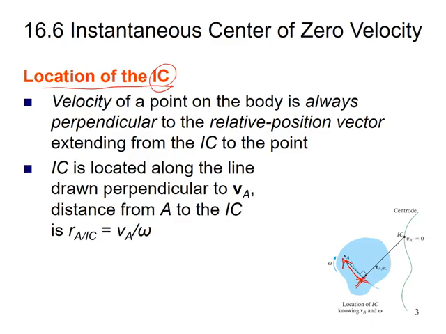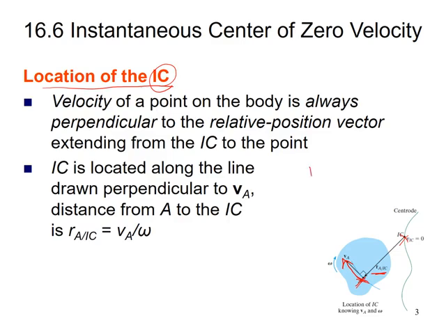This velocity is always perpendicular to the relative position vector, which is RA, with respect to the instantaneous center. So it is always perpendicular to the relative position vector, which starts from the instantaneous center of zero velocity and ends at point A. So the instantaneous center is always located along the perpendicular to the velocity.